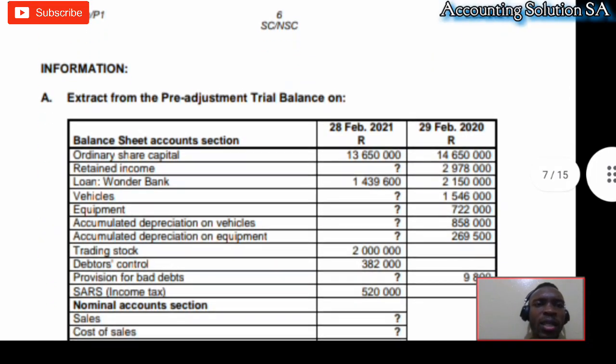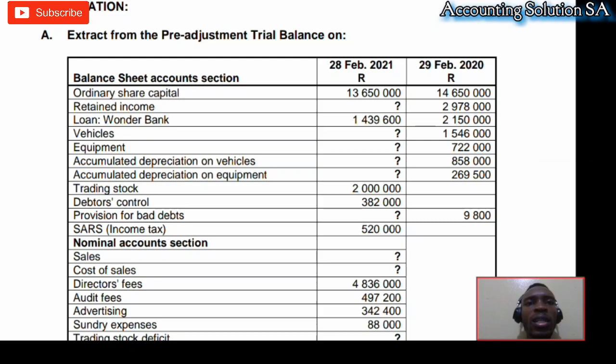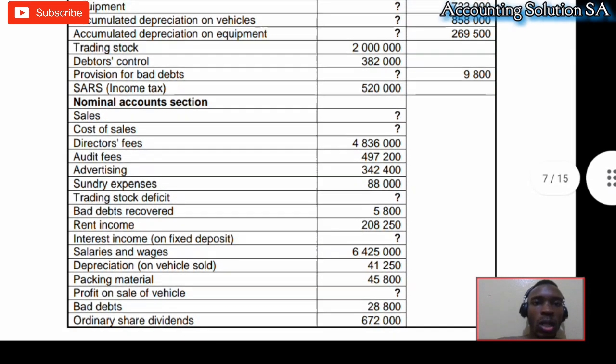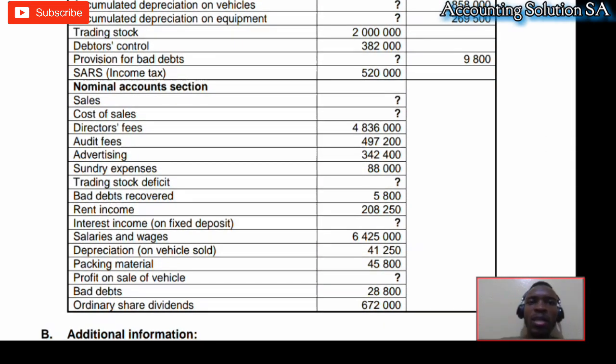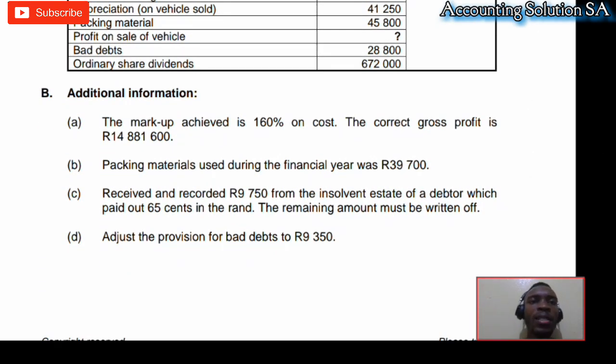Okay, let's take the transactions under review for this one. We have additional information. They say the extract from the pre-adjustment trial balance. They give us the balance sheet account section, and they give us the nominal account section. You will know that under the nominal account section, these are the balances that we are going to use when we do the income statement.